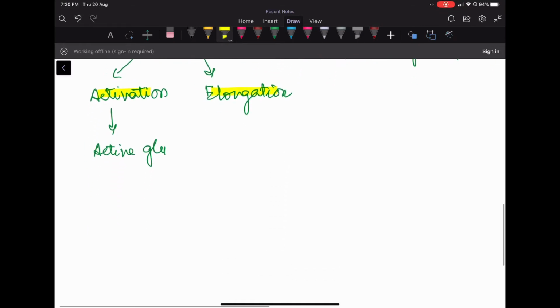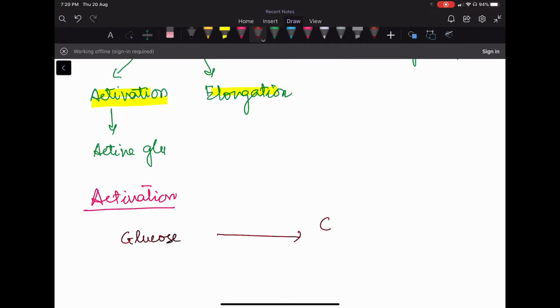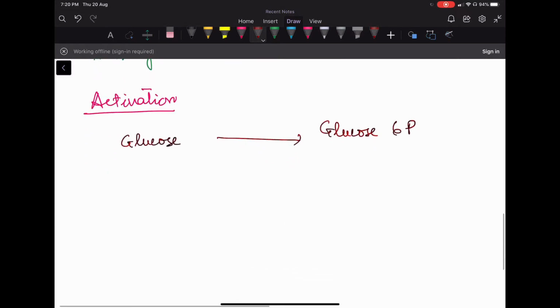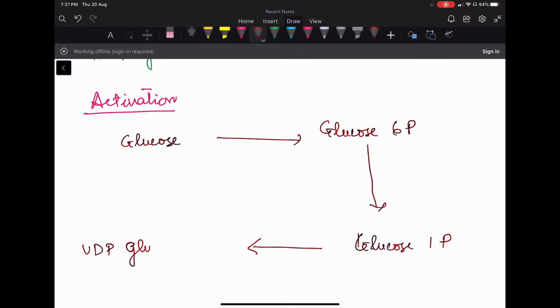So starting with activation, there are a few steps in activation. The first is glucose, which is converted to glucose 6 phosphate. Easy step. The next is glucose 6 phosphate converted to glucose 1 phosphate. And the last and final step is its conversion to UDP glucose. So these are the total steps in activation.